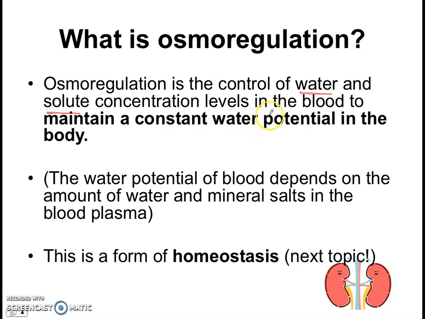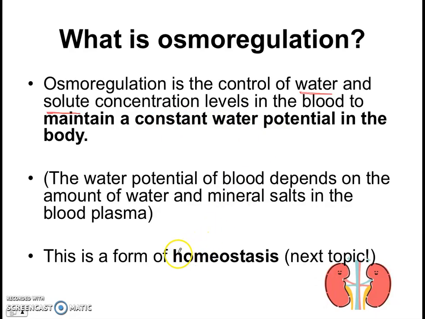The aim of osmoregulation is to maintain a constant water potential in the body. From our topic on osmosis, you should recall that the water potential of blood depends on the amount of water and also the amount of mineral salts in the plasma. The greater the amount of water, the greater the water potential. The greater the amount of mineral salts, the lower the water potential. So osmoregulation is trying to keep your blood having a constant water potential.